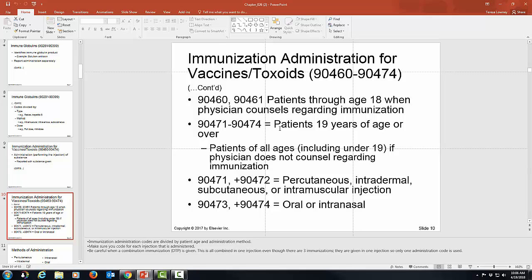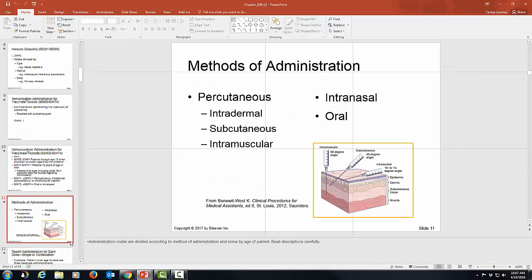So you need to make sure that you're coding those correctly, okay? So be careful when you're doing combination immunizations. For example, a DPT. This is all combined in one injection. Even though there's 3 immunizations that you need to document, you're only going to give one administration code.